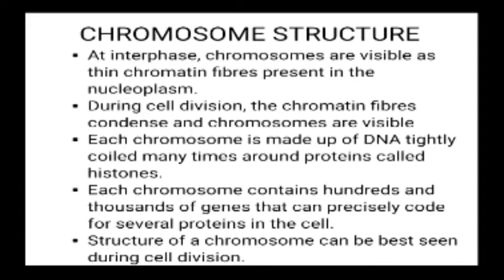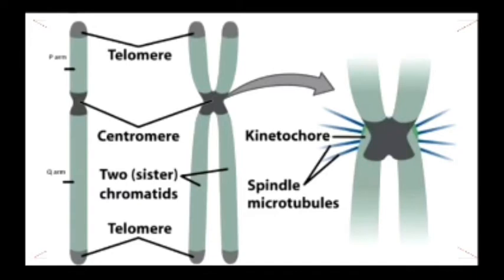During cell division, we can see the structure of chromosome. Here is a picture that shows the structure of chromosome. There is a centromere. The first picture is before duplication of the chromosome. We can see two arms. The small arm is called P arm and the other one is called Q arm. In the next picture, we can see chromosome with sister chromatids.